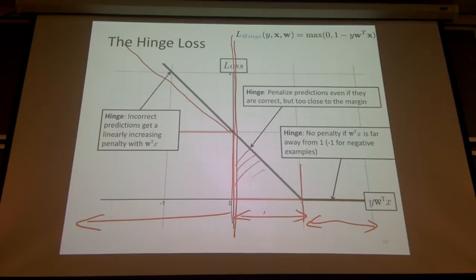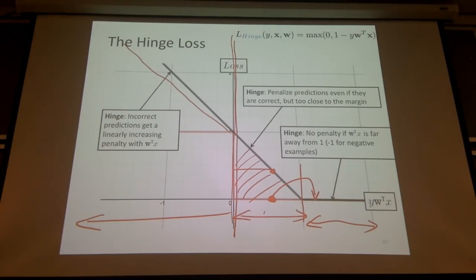And there's this region here where, let's say I put a point here, that means y w transpose x is positive. It's more than 0, which means that example was correctly classified. But because we believe in this philosophy of maximizing the margin, we are not happy. It's right, but I'd have been happier if it was here. So you still have a penalty. How much? This one.